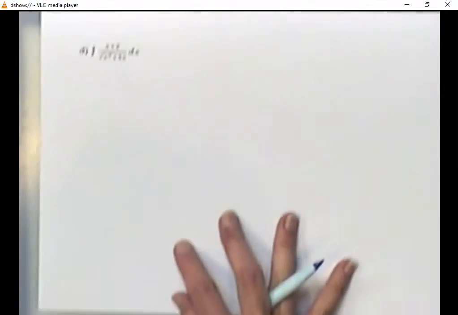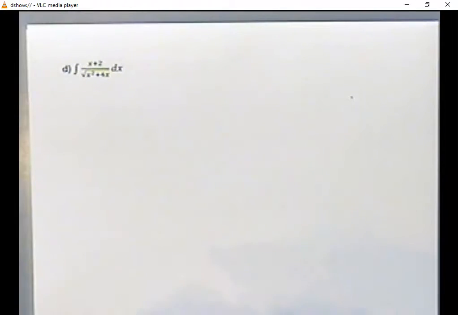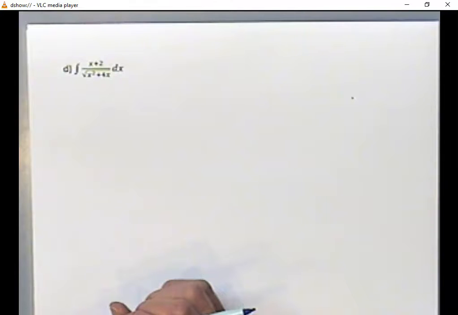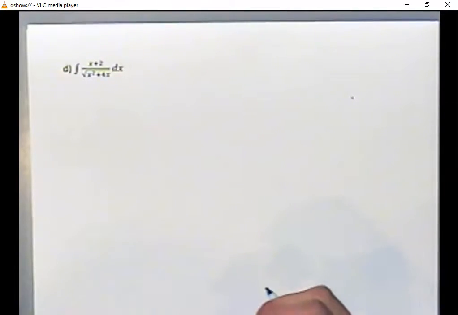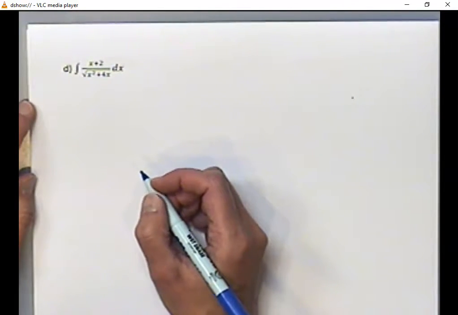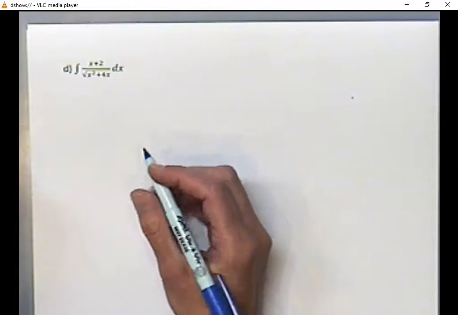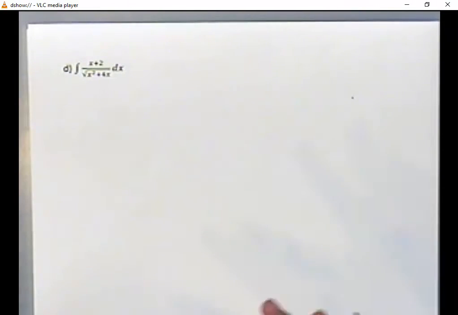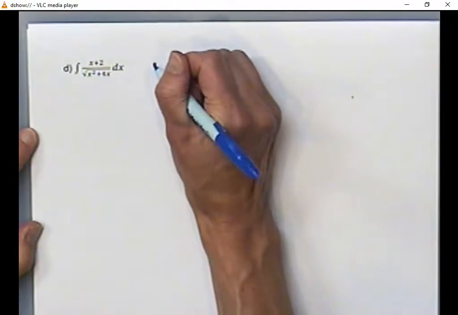All right, let's look at the next one here. The integral of x plus 2 over the square root of x squared plus 4x. Okay, thoughts on this one? Who's got an idea for this one? Probably some sort of substitution, because I don't have a formula just for something in this form, right? So if I'm thinking a substitution, remember you want to let u be some sort of inner function. What would we let it be here?